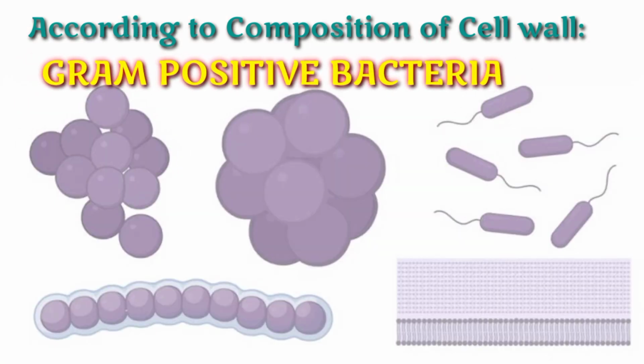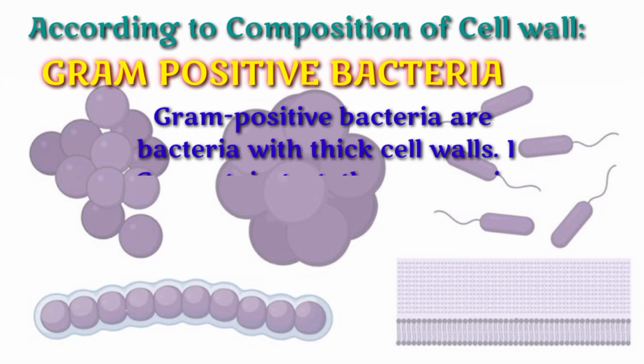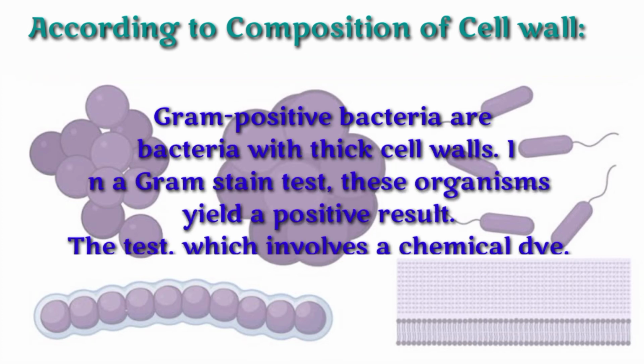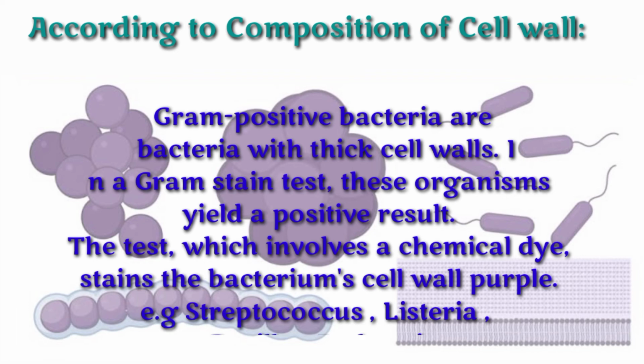Gram-positive bacteria. Gram-positive bacteria are bacteria with thick cell walls. In a Gram stain test, these organisms yield a positive result. The test, which involves a chemical dye, stains the bacterium's cell wall purple.